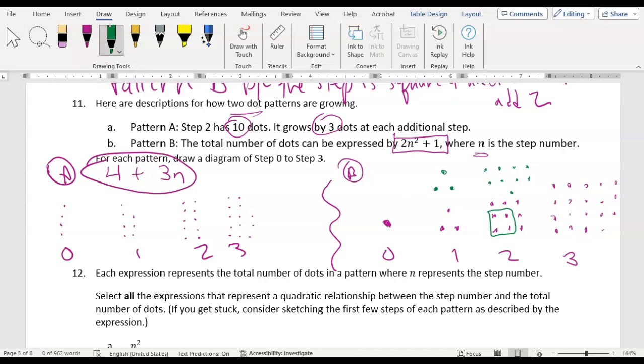Okay, so just to show you how we got that here. 3 squared gives us this 9, and then we're going to multiply that times 2, so we'll have 18 plus an additional 1.